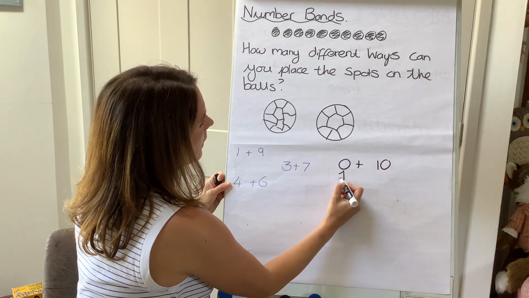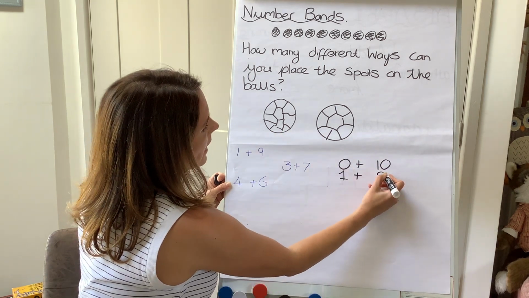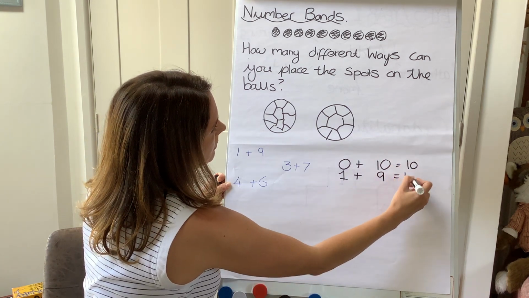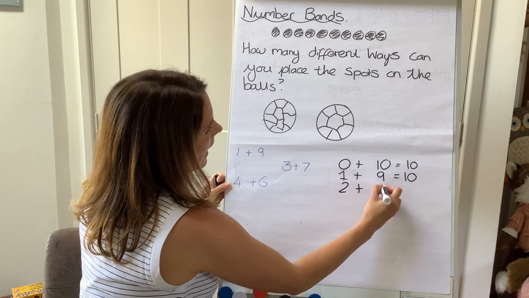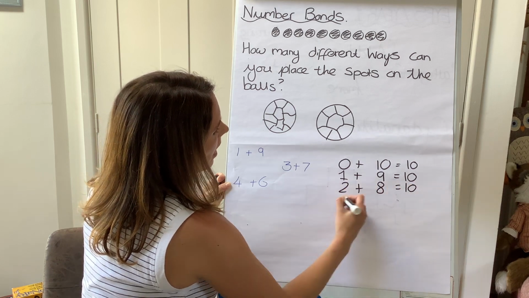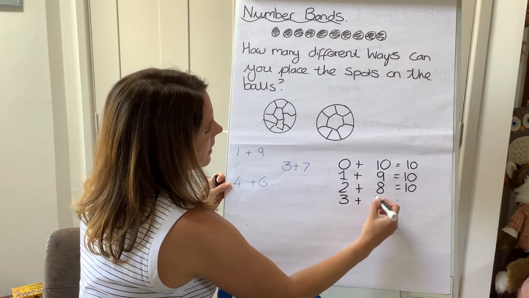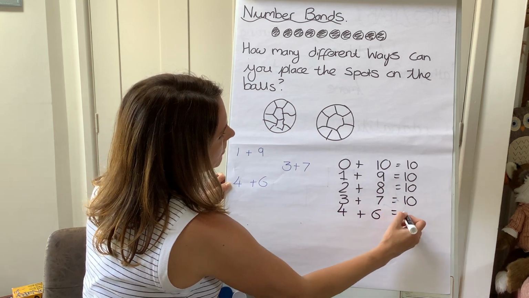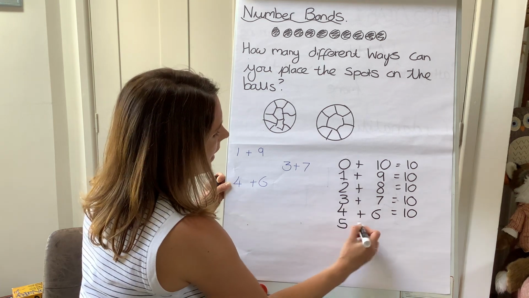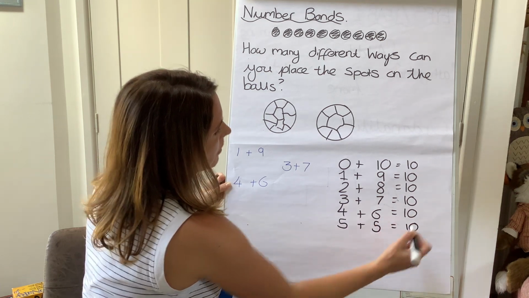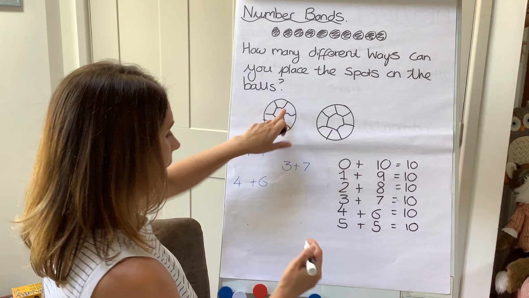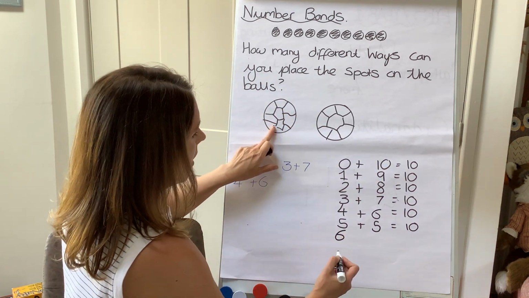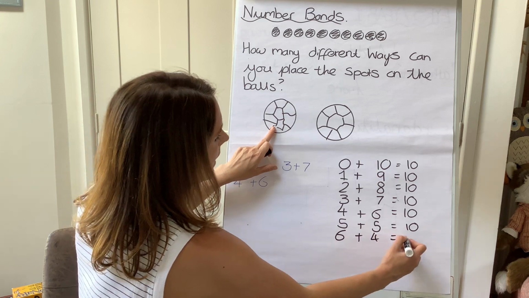Then I'd put 1 on that one and 9 on the other. 2 and 8, 3 and 7, 4 and 6. I could have 5 and 5 on each of them. And then I could do it the other way around. I could have 6 on the first one and 4 on the second.